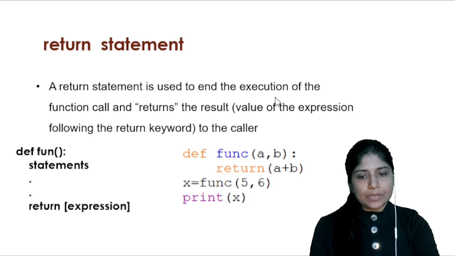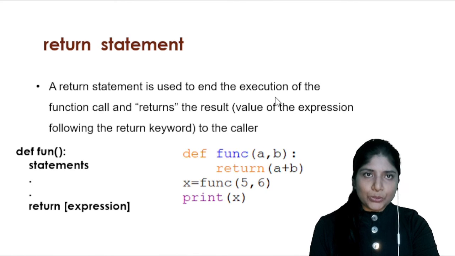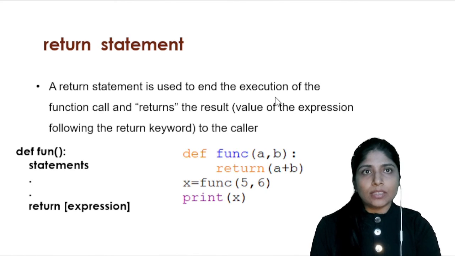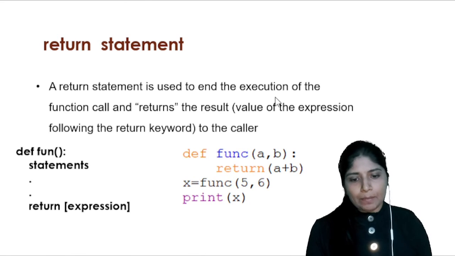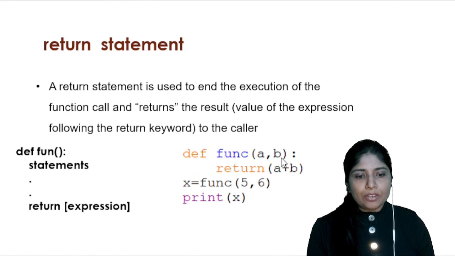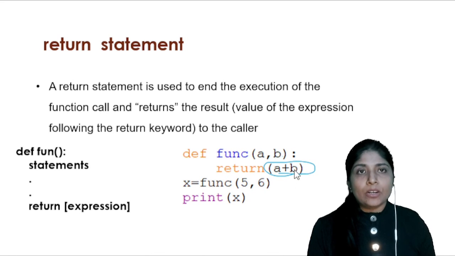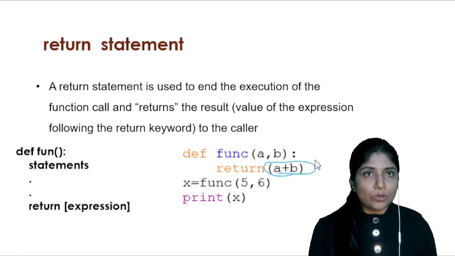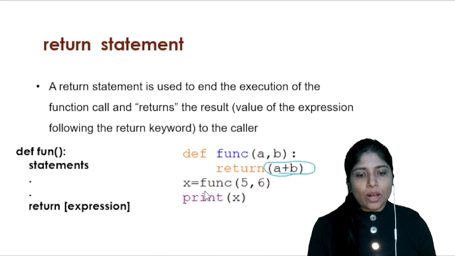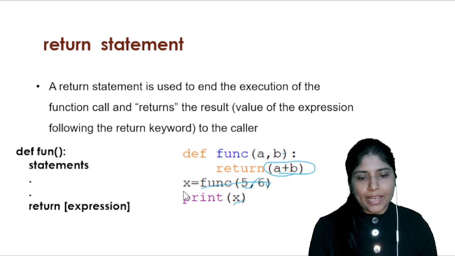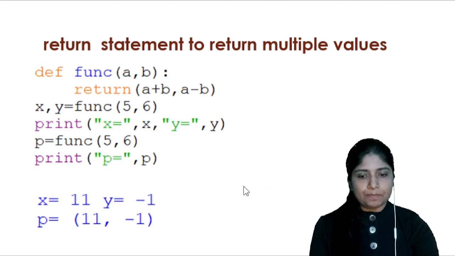Now the return statement. The return statement is used to return values back to the calling function. So example is given: def function(a, b): return a plus b. Here operators can be given, variables also can be given. So I am making a function call with the values 5 and 6. 5 will be copied into a, 6 will be copied into b, and it will provide a result into x, and x can be printed.